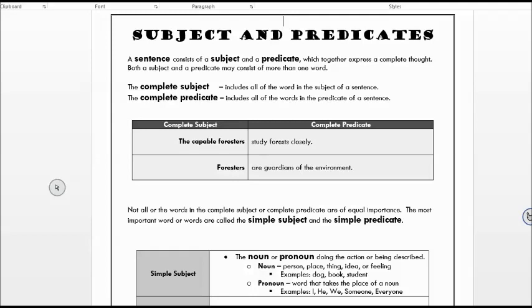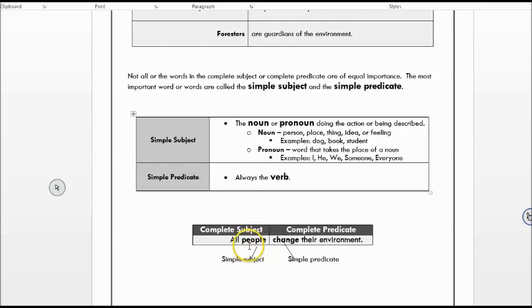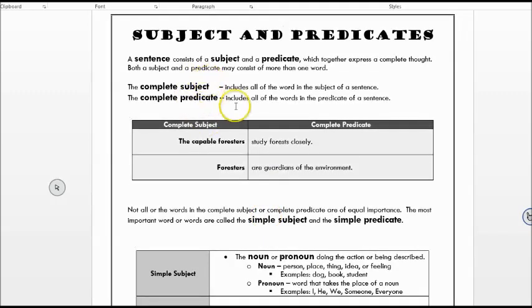This lesson is on complete subjects and predicates. So we've spent the year looking at simple subjects and the simple predicate, which is your verb, and finding them in the sentence, right? So, all people change their environment: simple subject, people; verb, change, that would be a simple predicate. The complete subject includes the simple subject and all the words that modify it, that are attached to it or linked to it.